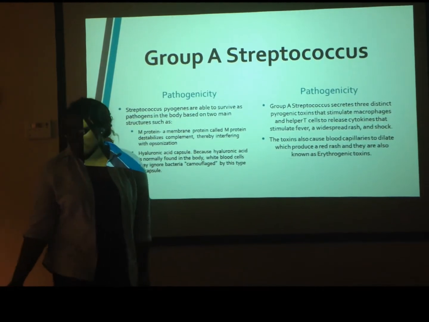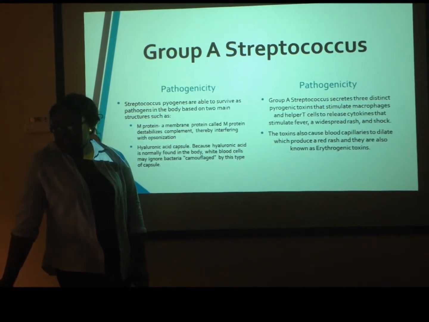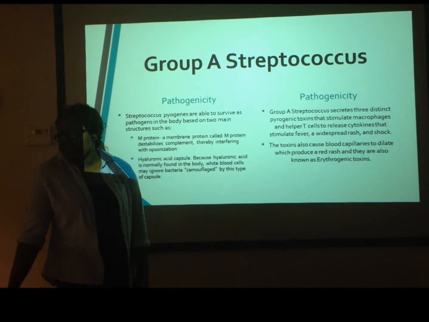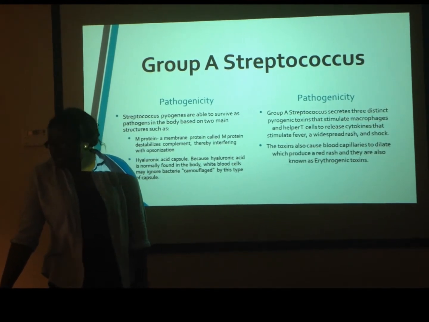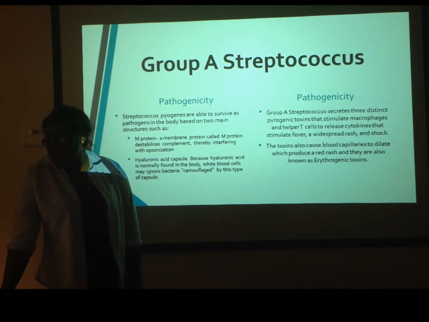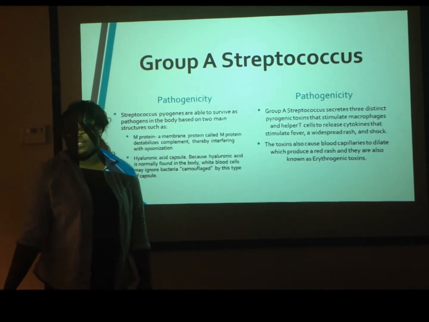Group A Streptococcus secretes three distinct pyrogenic toxins that stimulate macrophages and helper T cells to release cytokines that stimulate fever, a widespread rash, and shock. The toxins also cause blood capillaries to dilate, which produces a red rash, and they are known as erythrogenic toxins.